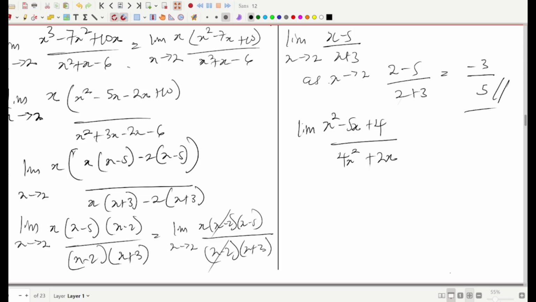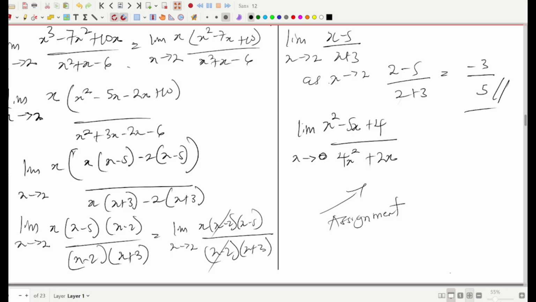Okay, so I'll do one thing. I'll give this to you for you to try on your own as x approaches 0. So this is an assignment.